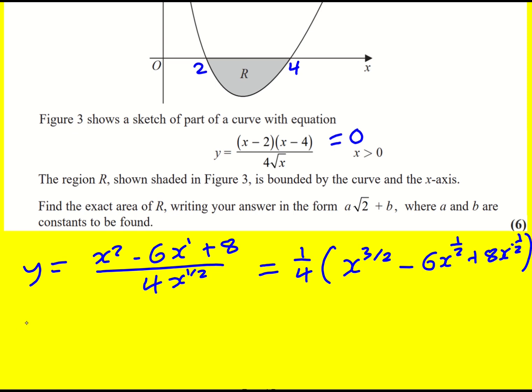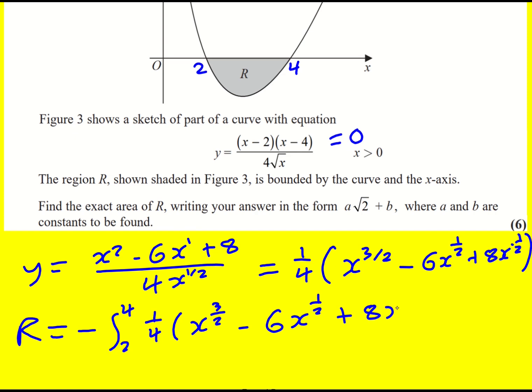So okay, this is going to give me a negative area. By the way, I'm going to swap the sign at the end. But I think I'll just remember to swap the sign. I could put a negative. Do you know what? Let's do it. R is going to equal minus the integral of 2 to 4 of a quarter x to the 3 over 2 minus 6 x to the half plus 8 x to the minus a half dx.